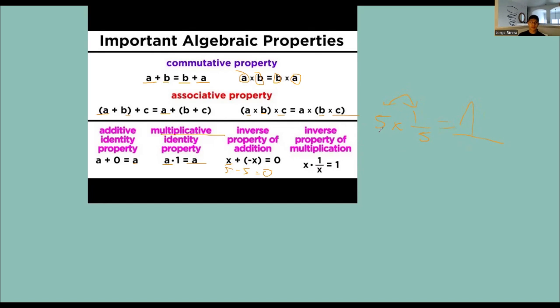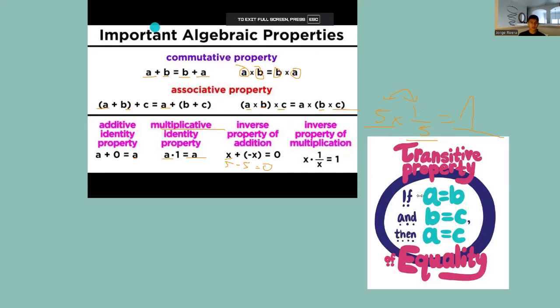So if you have 6/6, or 4/4, then that's just going to be 1 whole. That's basically what it's saying. Anything times its reciprocal: 1/5 is the reciprocal of 5, and 5 is the reciprocal of 1/5. And anything times its reciprocal is going to be equal to 1. That's something very important.